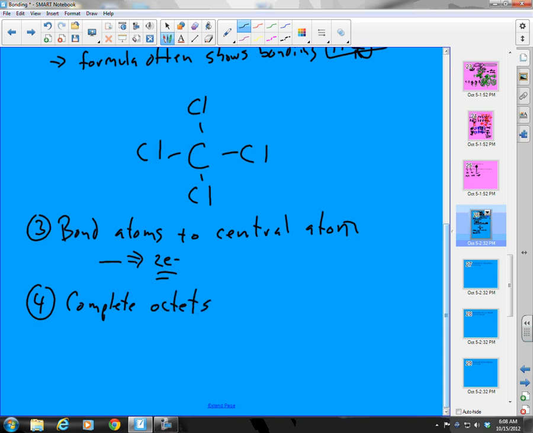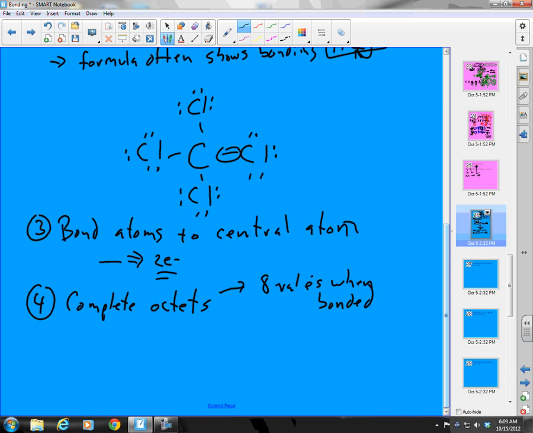Remember our octets? We said we're going to assume most atoms want to have 8 valence electrons when bonded. So that means we want to make sure each atom has 8 valence electrons. And remember, this line means there are 2 electrons. So 2, 3, 4, 5, 6, 7, 8. And the same for each of the other atoms.